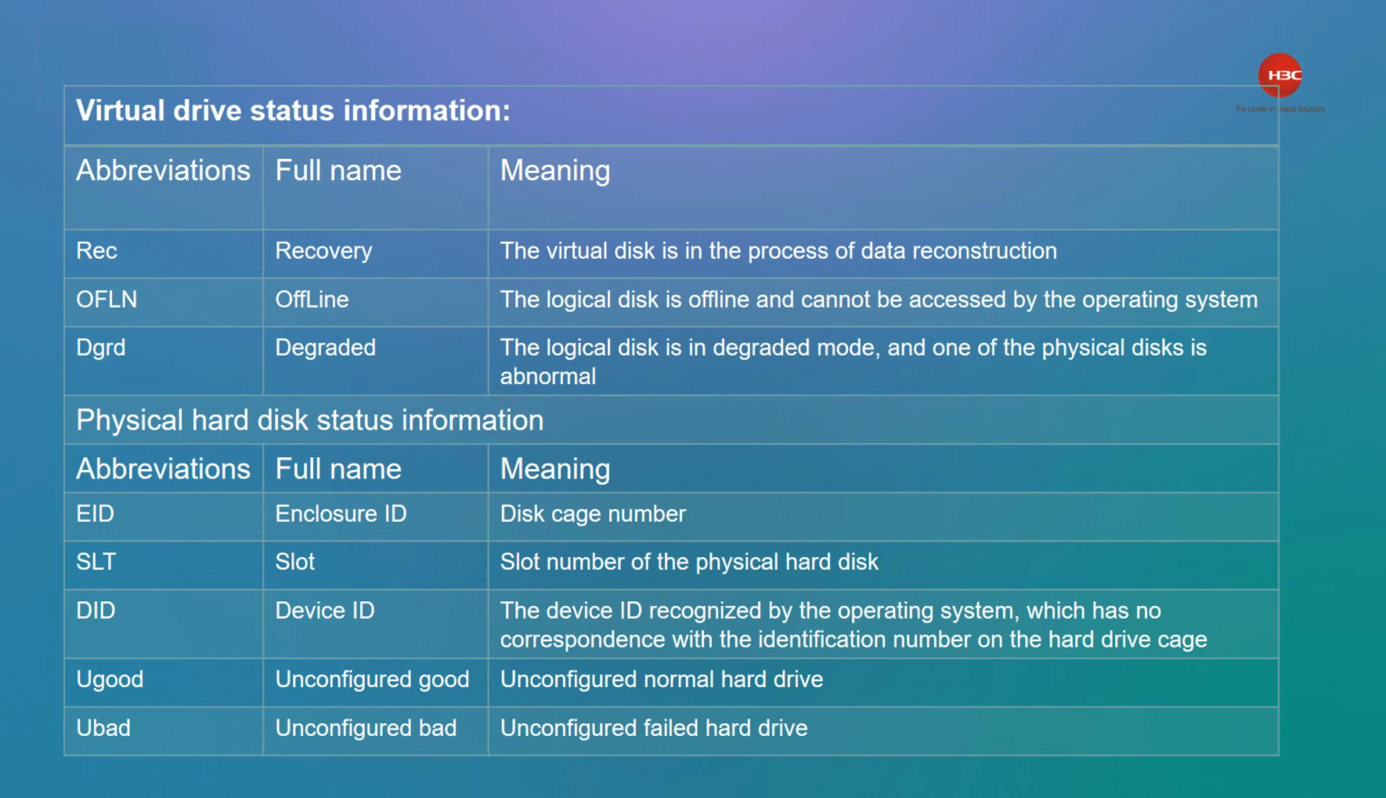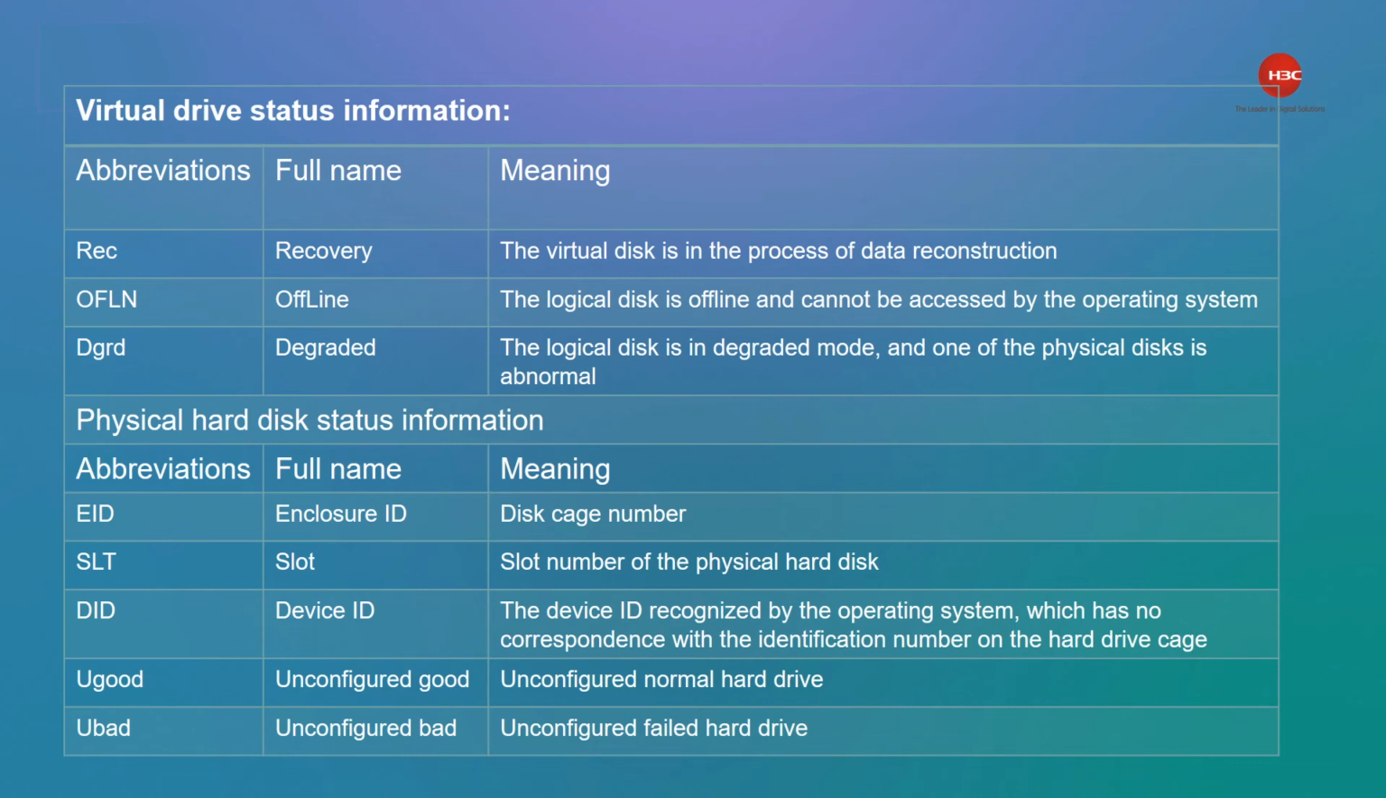The following table is some abbreviations related to the physical hard drive. I have talked about the EID and SLT just now, so we don't repeat them. DID is device ID. It refers to the ID by which the device is recognized by the operating system. This ID and the identification number on a server hard disk cage do not correspond, so please note that. UGood and UBad both mean that the hard disk is not configured as an array member. U means unconfigured. UGood means that the hard disk is good to use but not configured. UBad means it is an unconfigured bad disk.